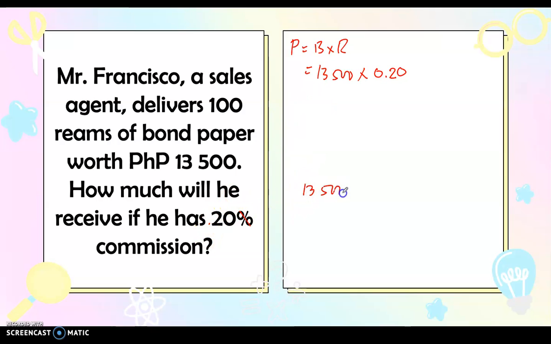Multiply 13,500 times 0.20. Then count the decimal places, it's 2. The answer is 2,700 pesos. So Mr. Francisco will receive 2,700 pesos for his commission.